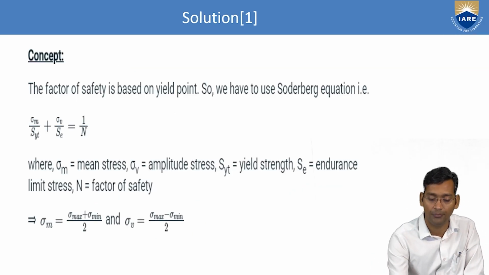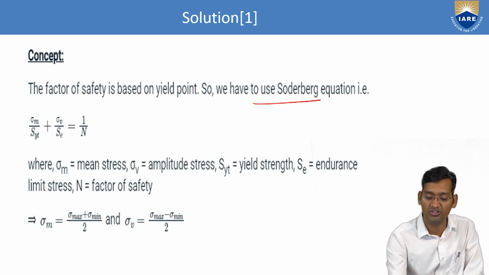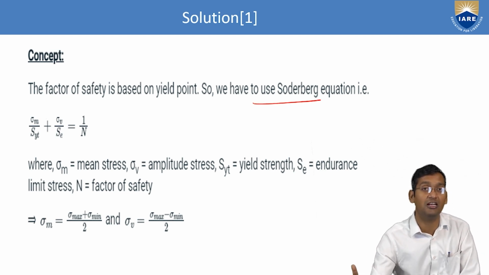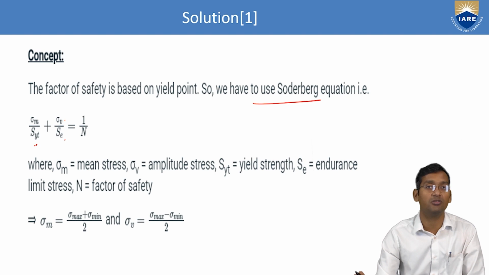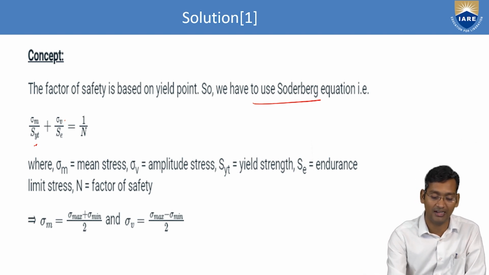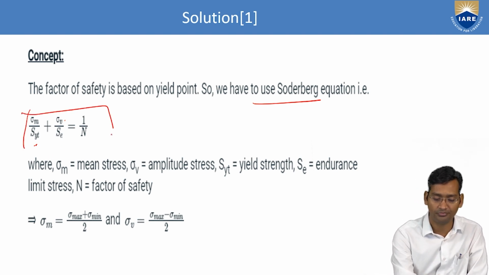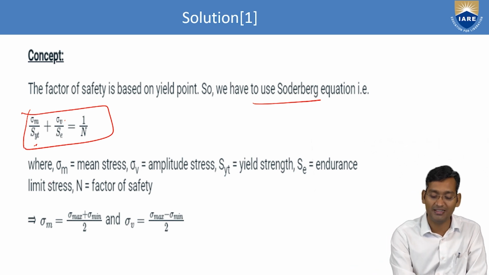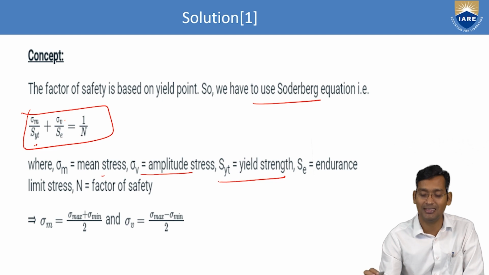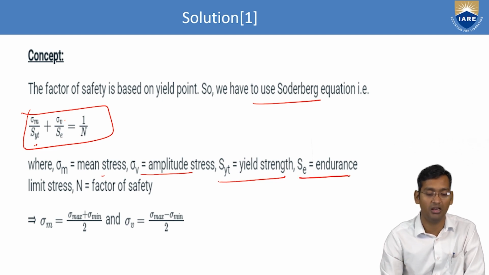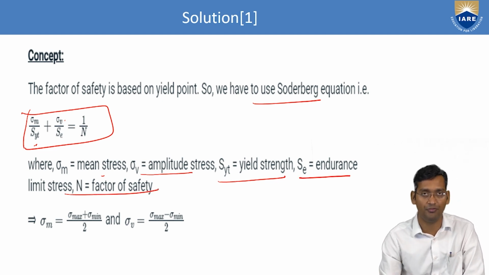Now just see here, from the Soderberg equation, because the Soderberg equation is for yield stress: sigma M by sigma YT, that is yield, plus sigma V by sigma E equals 1 by N. So this formula we will use to solve, where sigma M is the mean stress, sigma V is the amplitude stress, or you can say the variable stress, sigma YT is the yield strength, sigma E is the endurance limit, and N is the factor of safety.